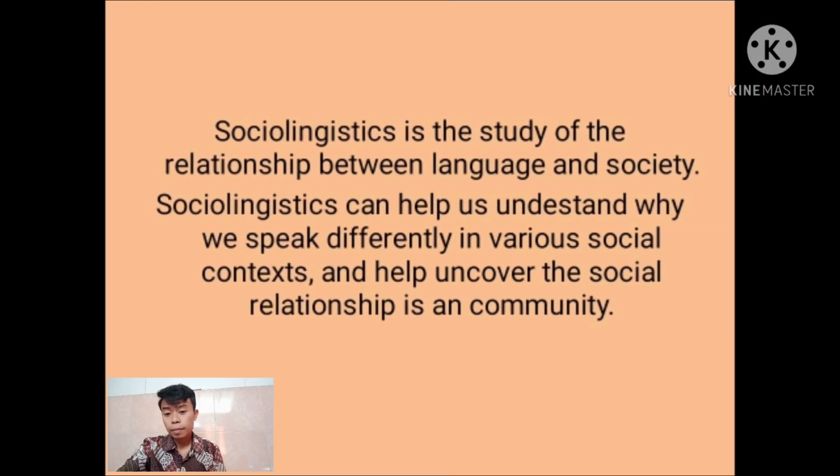Next slide. Sociolinguistics is the study of the relationship between language and society. Sociolinguistics can help us to understand why we speak differently in various social contexts and help uncover the social relationships in our community.